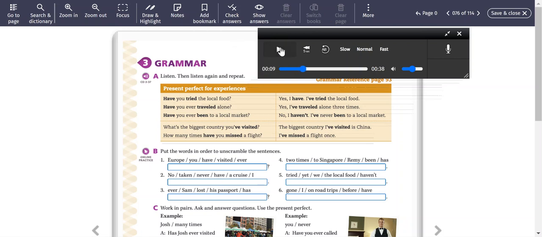Have you tried the local food? Yes, I have. I've tried the local food. Have you ever traveled alone? Yes, I've traveled alone 3 times. Have you ever been to a local market? No, I haven't. I've never been to a local market. What's the biggest country you visited? The biggest country I visited is China. How many times have you missed a flight? I've missed a flight once.